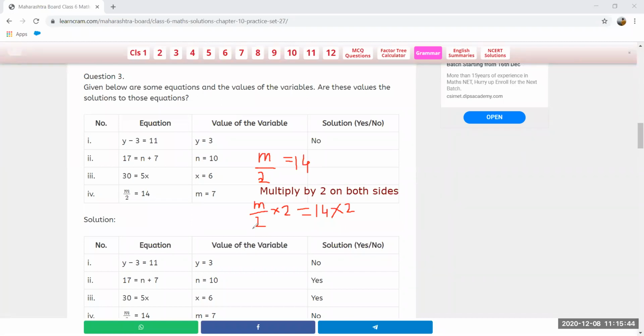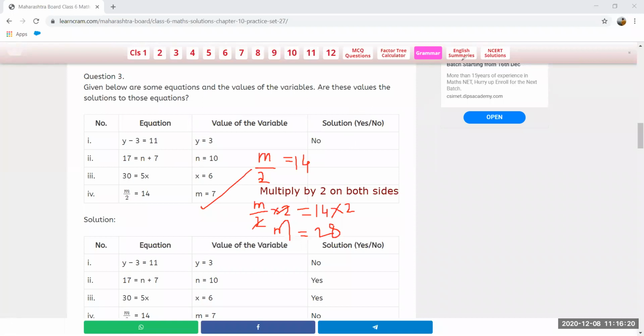Now in this denominator, this 2 and 2 get cancelled, so what we will get here, m only, right, is equal to 14 times 2, that is 28. Okay, so we got the value of m is 28, but here the value of m is given, that is m is equal to 7, right. That means this is not the solution of that equation, so the answer is no.